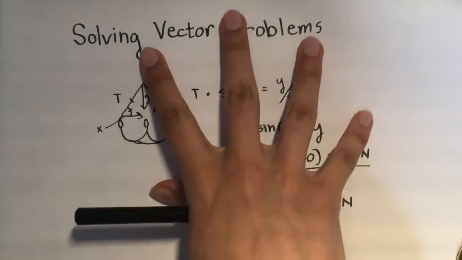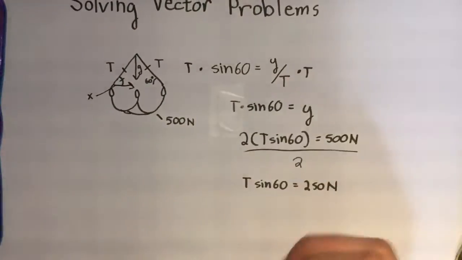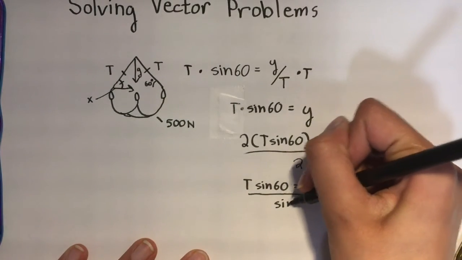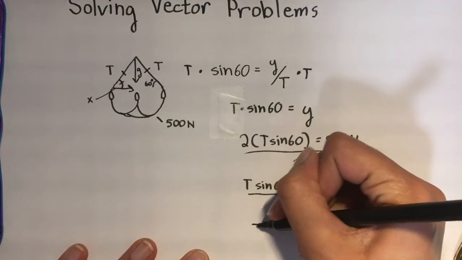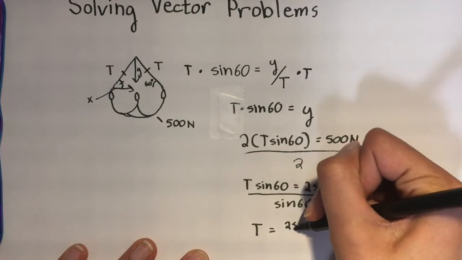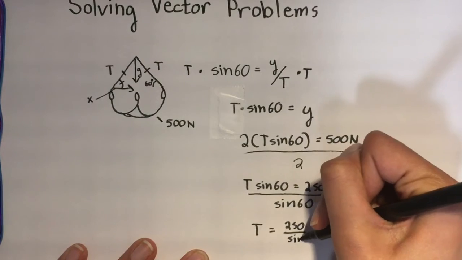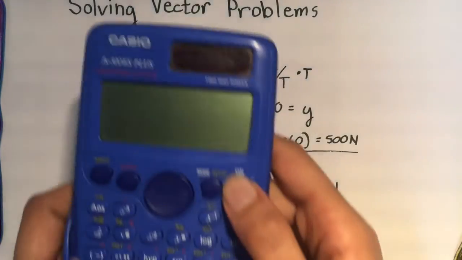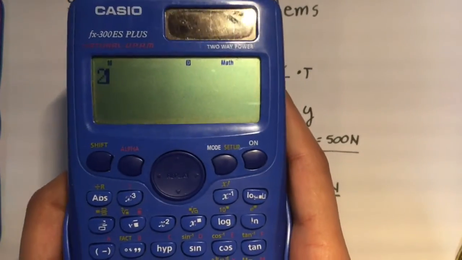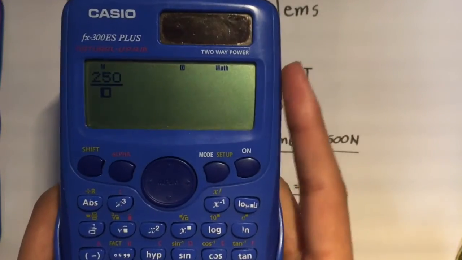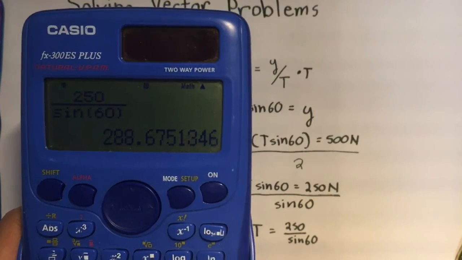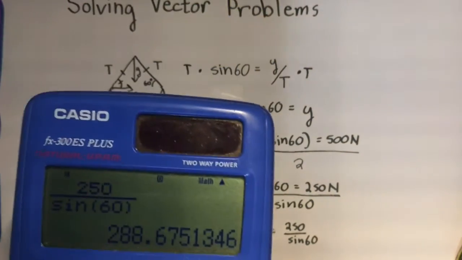Now finally, we can divide both sides by sine of 60 and use our calculator for T equal to 250 newtons over sine 60, which I'll just grab my calculator here real quick. 250 divided by sine 60 is equal to approximately 288.68.